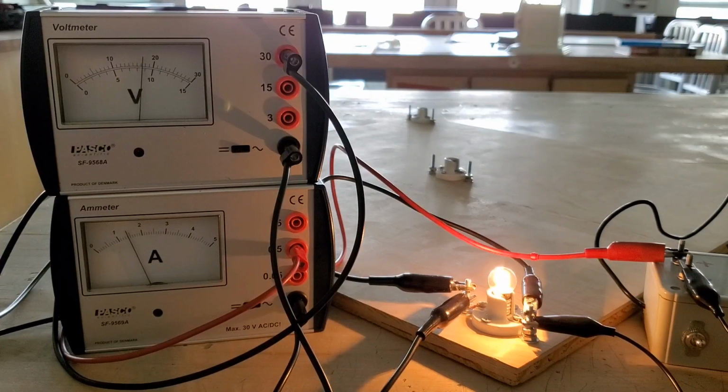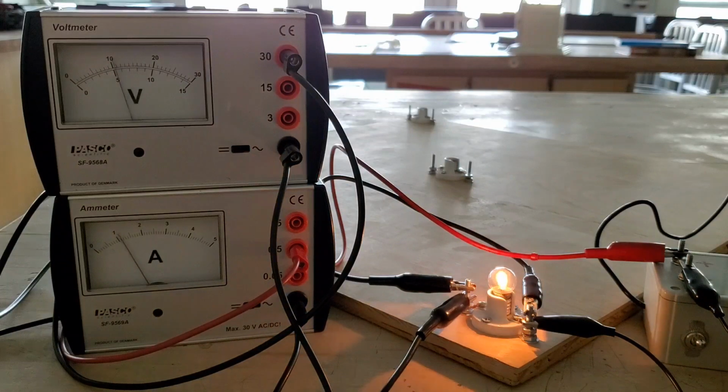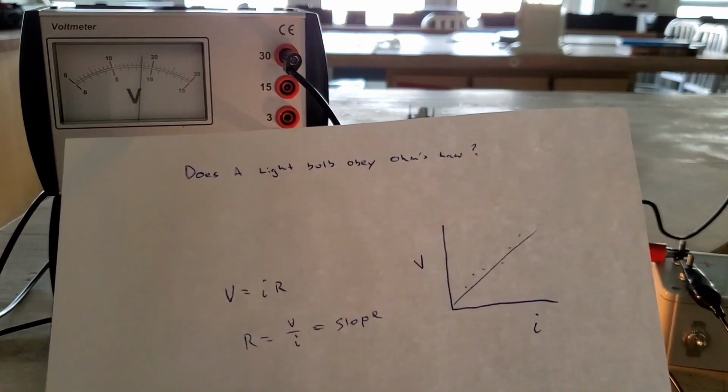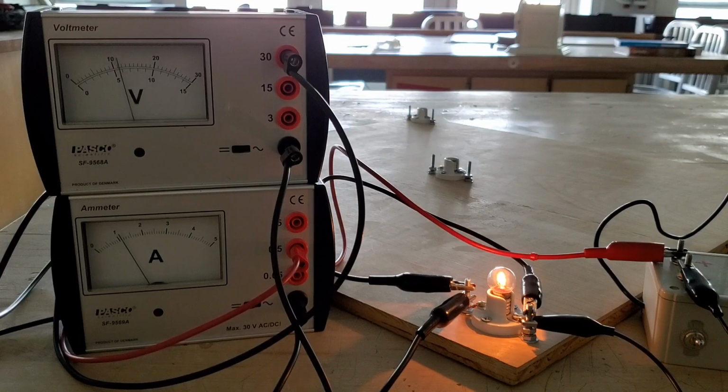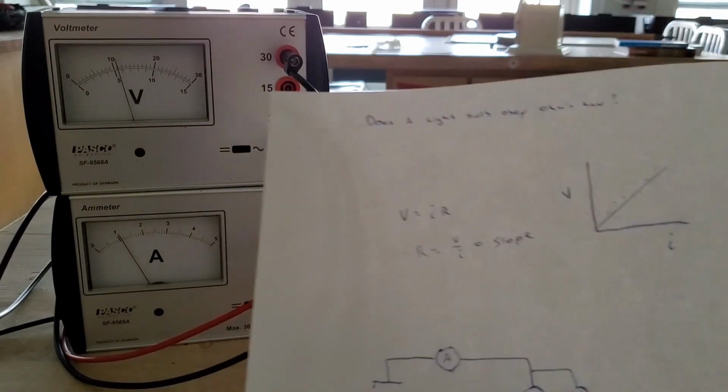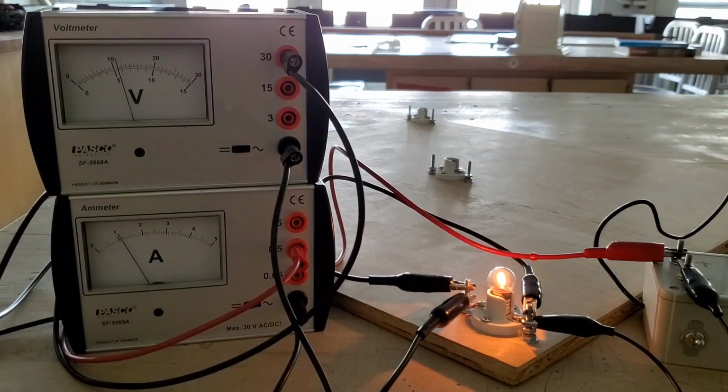Okay, so take those values and see if the light bulb obeys Ohm's law, if it's a straight line. Or, matter of fact, see where it would obey Ohm's law and then where it would start to not obey Ohm's law. Maybe that might be a little bit better to say. All right, see you.